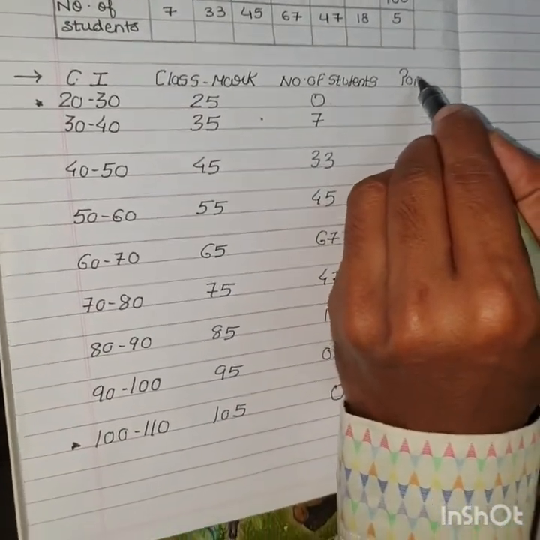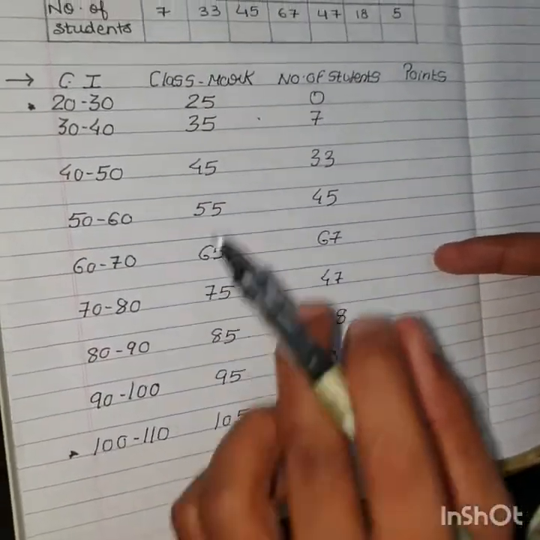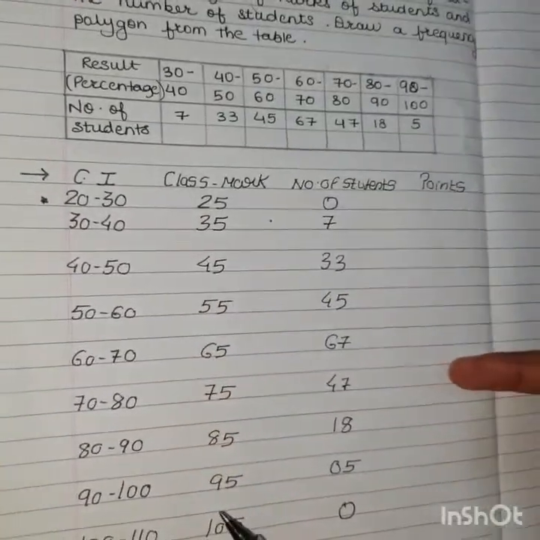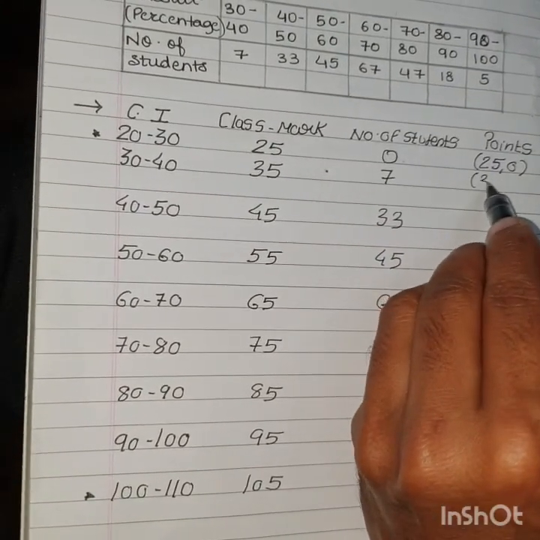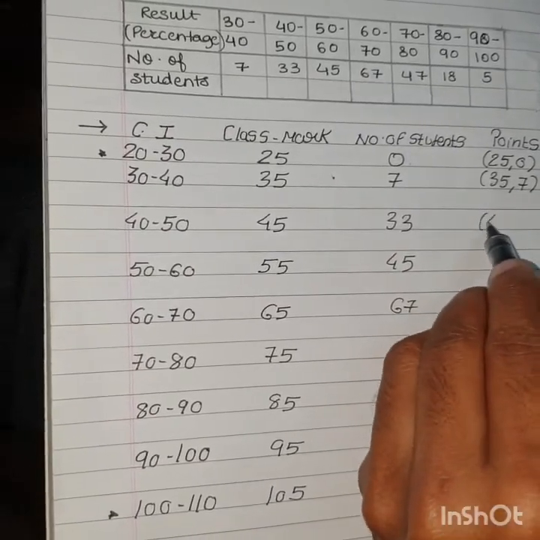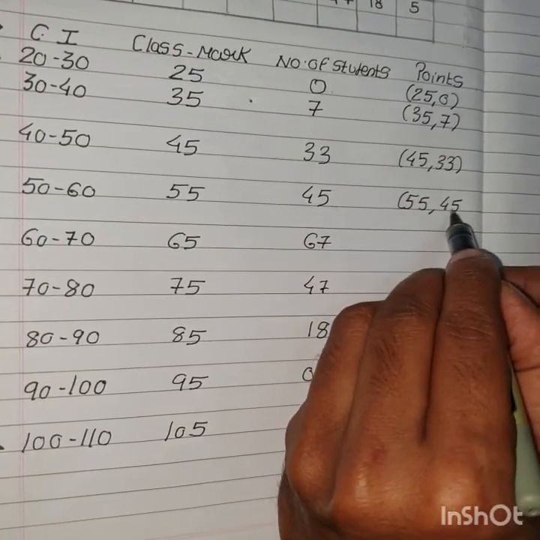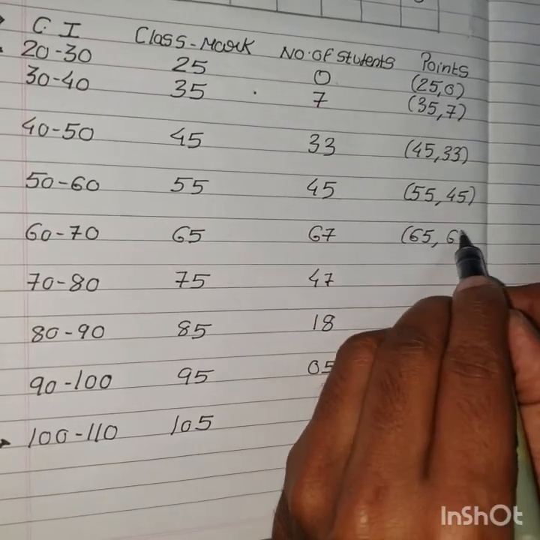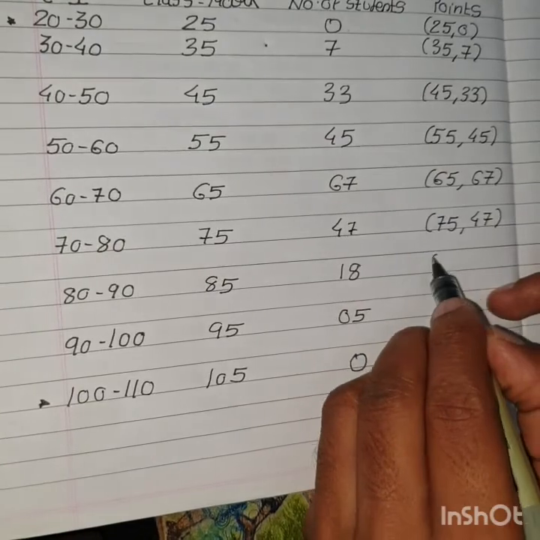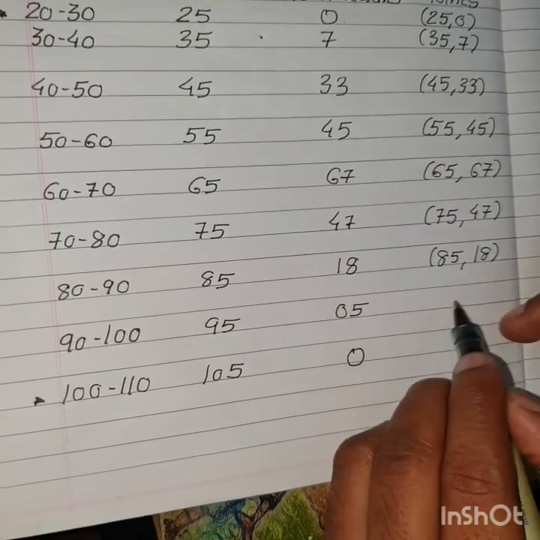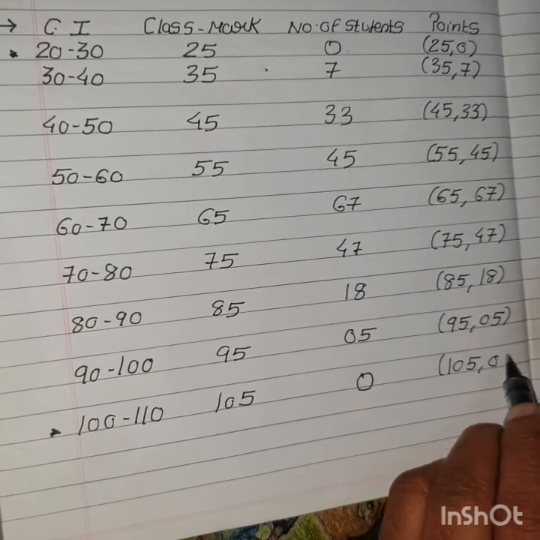Now let's take our points. We take class mark on the x axis, so this will be our x coordinates, and number of students on the y axis, so this will be our y coordinates. So our first point will be 25, 0; 35, 7; 45, 33; 55, 45; 65, 67; 75, 47; 85, 18; 95, 5; 105, 0.